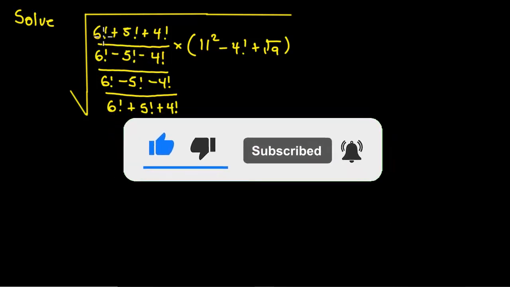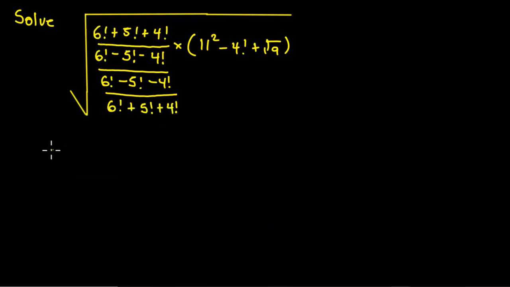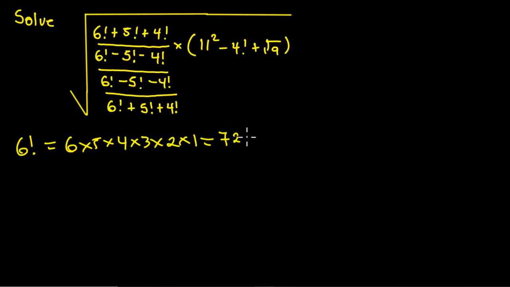Now we start by simplifying each of the terms. So let's start with 6 factorial. 6 factorial can also be expressed as 6 times 5 times 4 times 3 times 2 times 1, which is going to give us 720.